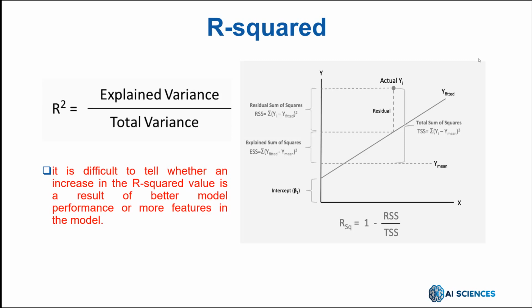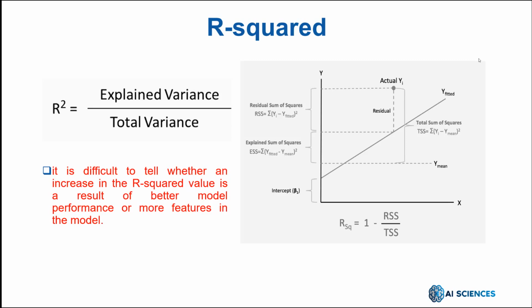Typically, the R-squared value lies between 0 and 1. 0 means the model does not explain any variability of the data around its mean. 1 means the model explains all the variability of the data around its mean. So the higher the value of R-squared, the better the model fits the data and the better the model explains the variance of the observed data around its mean.